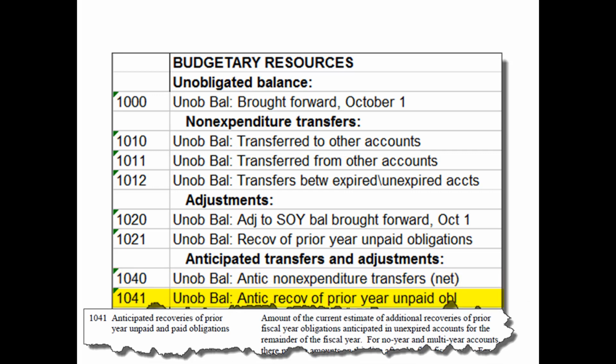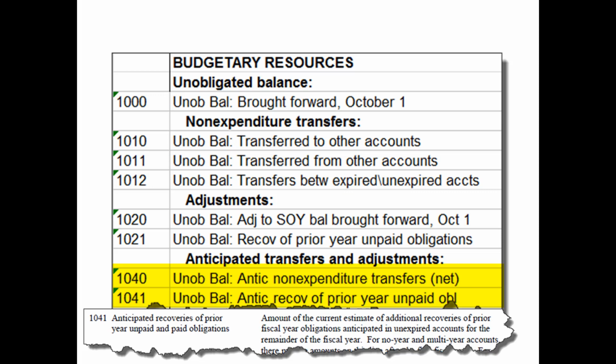Line 1041 is defined as the amount of the current estimate of additional recoveries of prior fiscal year obligations anticipated in unexpired accounts for the remainder of the fiscal year. Line 1041 is similar to line 1021, except that it's used to reflect anticipated rather than actual recoveries. So, lines 1040 and 1041 are used to park estimated amounts. In preparing initial apportionments, you will generally use these anticipated lines for transfers and recoveries.